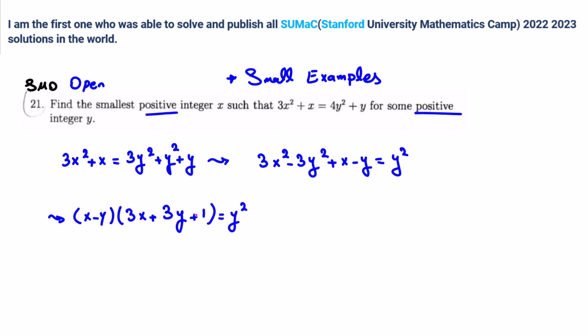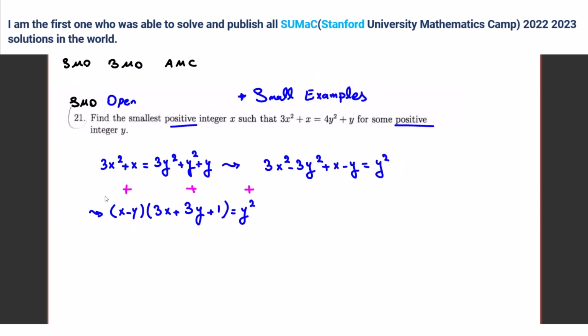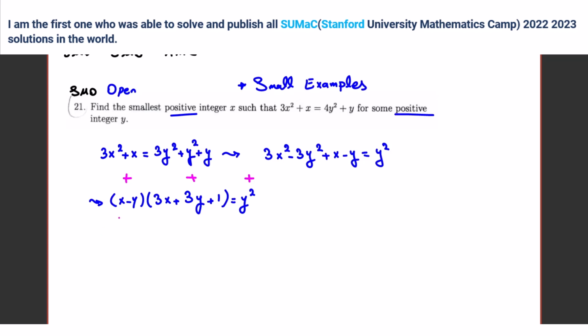If you want a rigorous proof, we can say y squared is positive. 3x plus 3y plus 1 is also positive because they are positive numbers, right? Yeah. And do you agree that if it is negative, negative times positive is not positive, it's negative. So this one has to be positive. Oh yeah. So x minus y has to be positive, right? So x is greater than y.